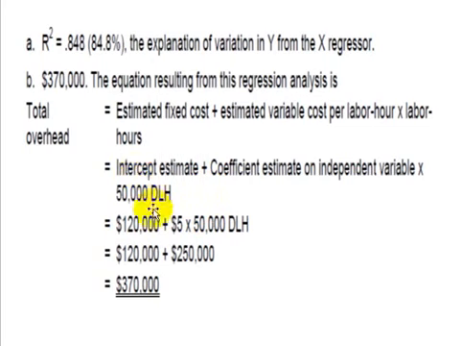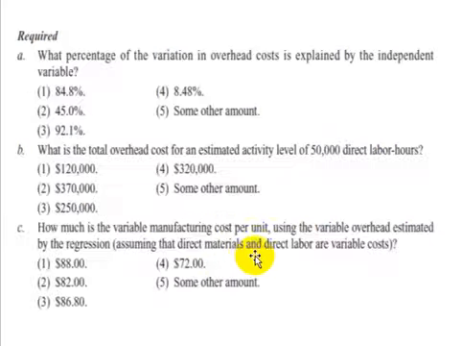The intercept estimate is $120,000 plus the coefficient estimate on the independent variable, 5, and the activity level equals 50,000 direct labor hours. So we have the total fixed cost 120,000 plus 5 times 50,000, which equals 250,000. The total of both of them is 370,000. So the right answer is number 2.